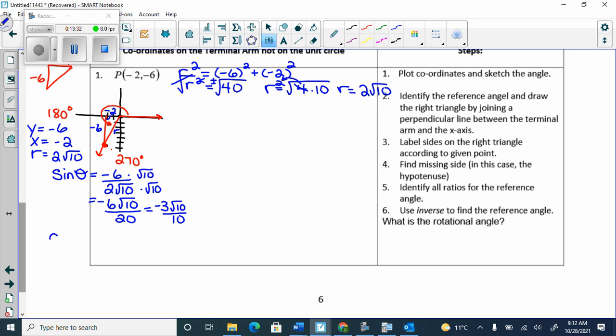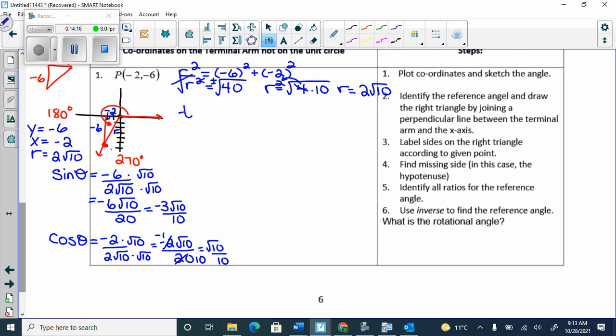Now we have cos. Cos theta equals x over r, -2 over 2 root 10. Now what am I going to multiply by? Root 10. So I get -2 root 10 over 2 times, root 10 times root 10 is 10, so 2 times 10, which is 20, and then I can take a 2 out of here, so I'm left with -1, a 2 out of here, so I'm left with 10, so it's -root 10 over 10.